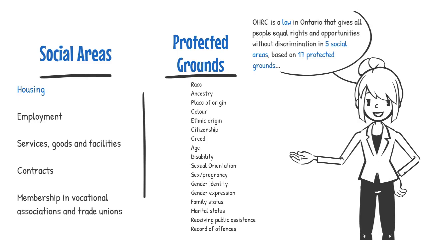The 17 protected grounds include race, ancestry, place of origin, color, ethnic origin, citizenship, creed, age, disability, sexual orientation, sex or pregnancy, gender identity, gender expression, family status, marital status, receiving public assistance, and record of offenses. Under these grounds, all people in Ontario have equal rights and opportunities and are not allowed to be discriminated against for any of the above noted grounds in the 5 protected social areas.